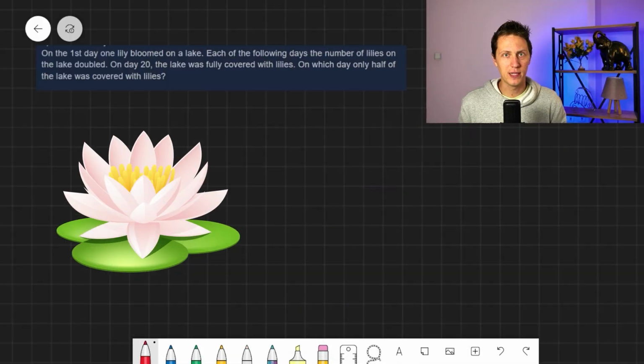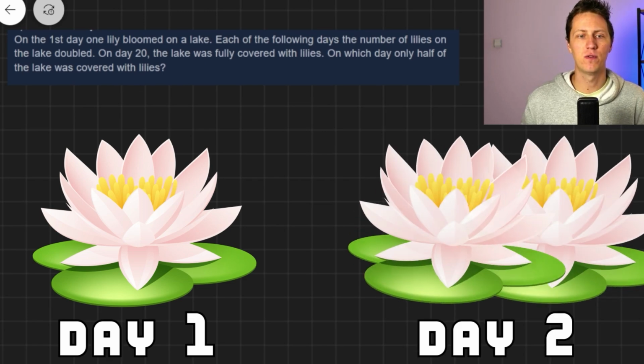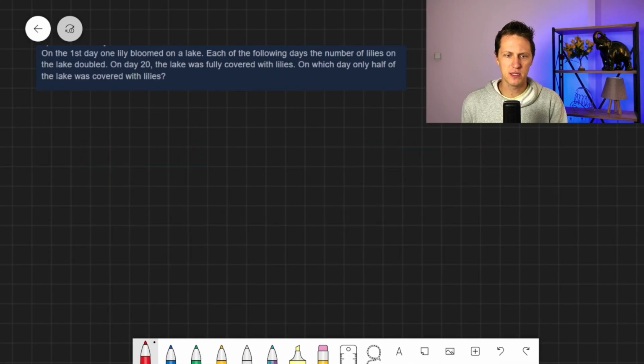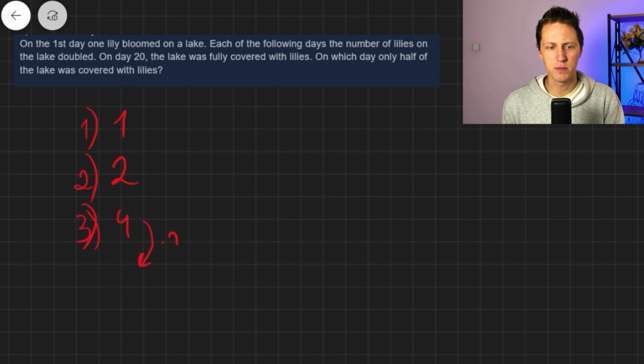So we have one lily on the lake on the first day, and then every day the number of lilies doubles. This means that after one day we have two lilies. On the first day we have one lily, on the second day we have two lilies, on the third day we have four lilies. So each day we have to multiply by 2 the number we have in front of us, and we have to do this like 20 times.